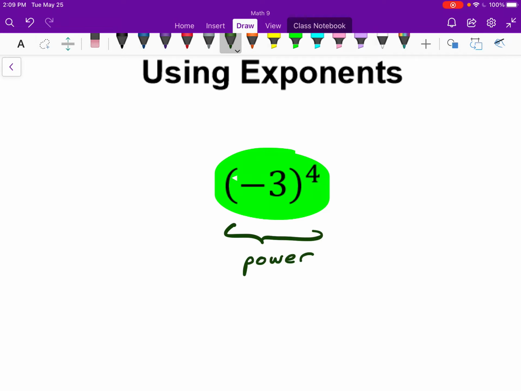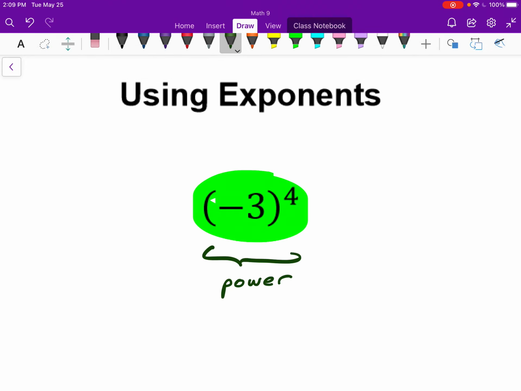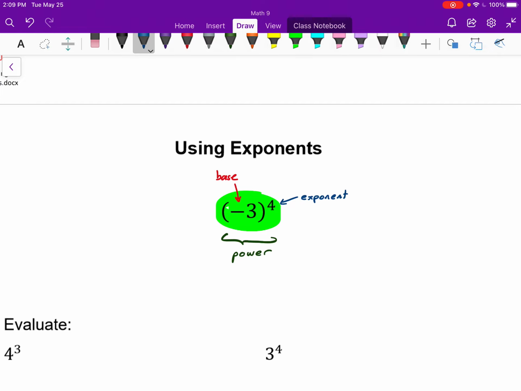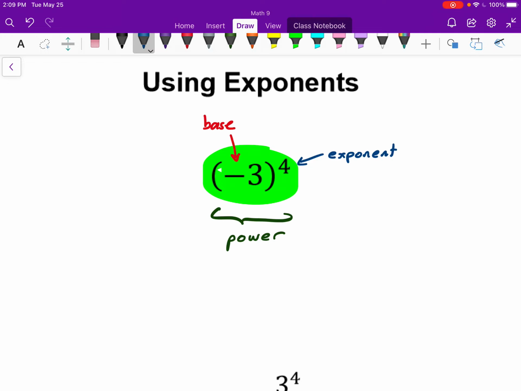But this power is made of two parts: the negative 3, which we call the base, and the little 4, the power of 4, which we call the exponent. So 4 is the exponent, negative 3 is the base, and altogether we call this a power. And this means negative 3 times negative 3 times negative 3 times negative 3. Any power can be written as repeated multiplication.